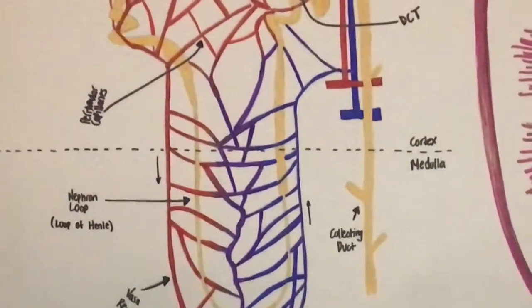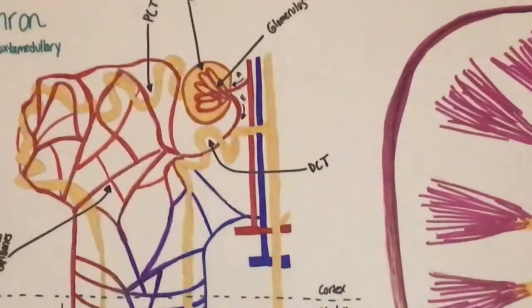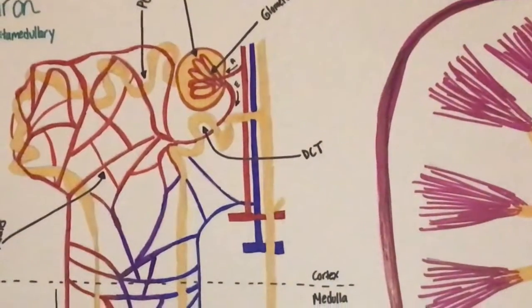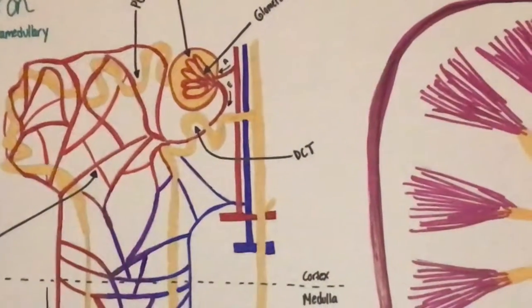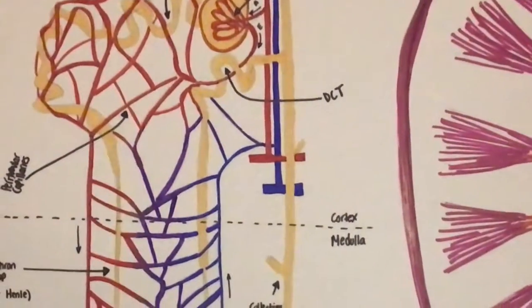The urine goes into the DCT, the distal convoluted tubule, where secretion takes place and the urine may receive more waste. The DCT and the collecting duct can be controlled by hormones in order to maintain proper water balance in the body. Then urine will be dumped in a collecting duct that multiple nephrons feed into.